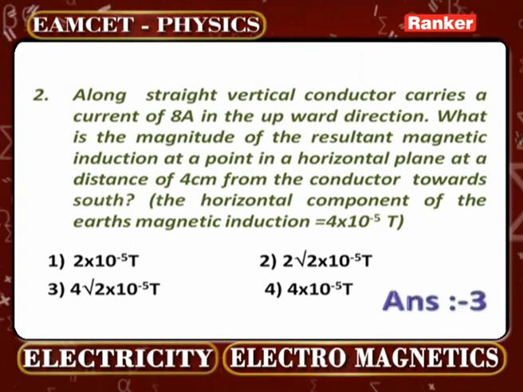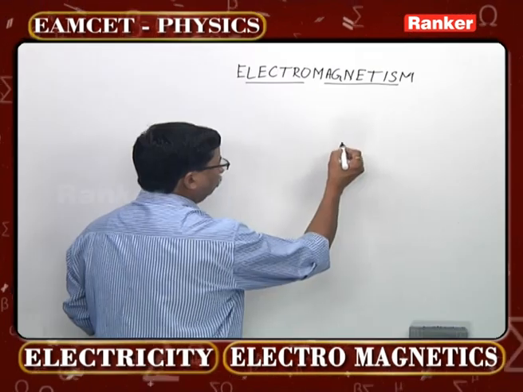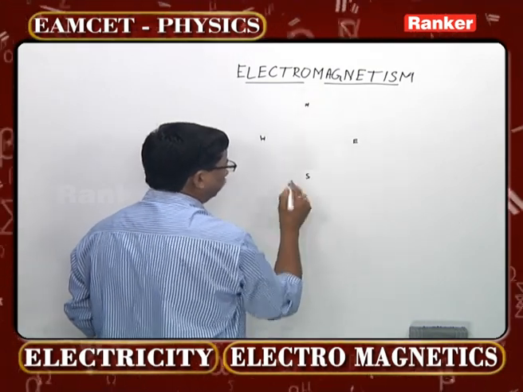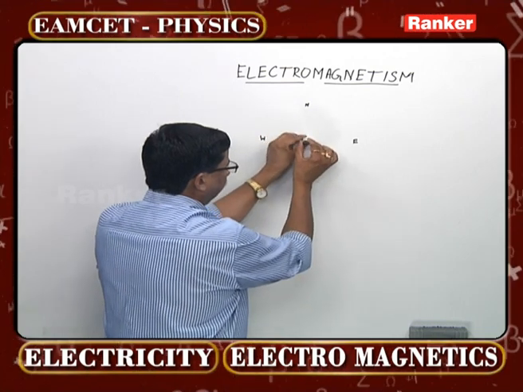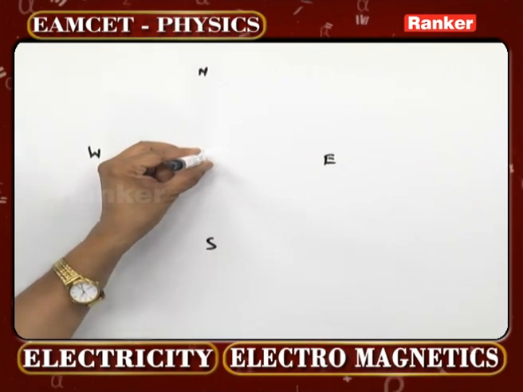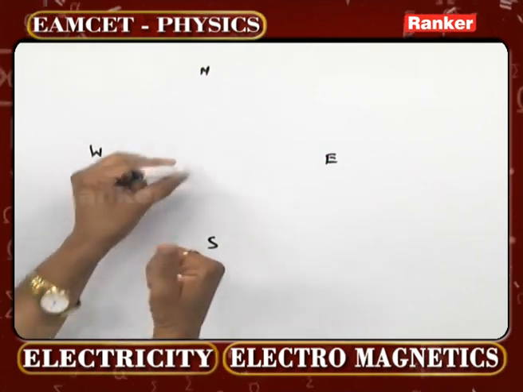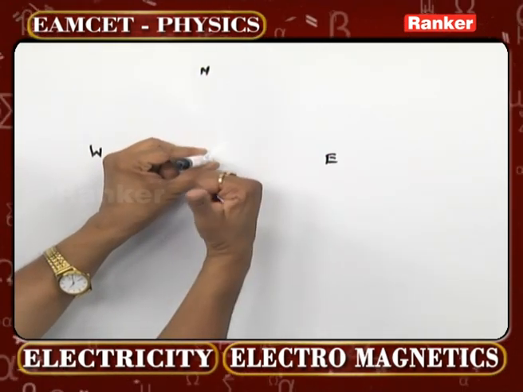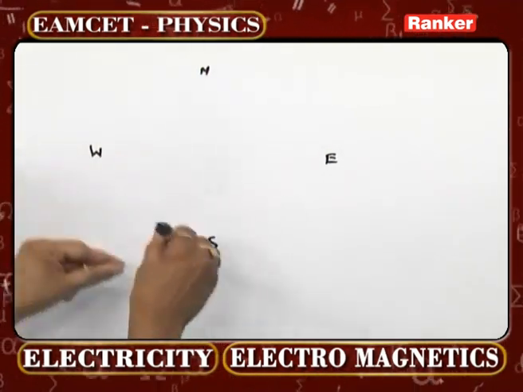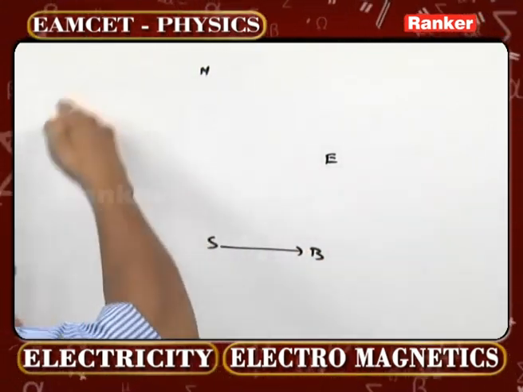First thing you should understand is what the directions are and how to take them. On the board, this is east, this is west, this is north, this is south. Now this is the current carrying wire, which is perpendicular. It is carrying current in the upward direction. That means if you put your right hand thumb along the direction of current, this is the magnetic field that is produced. Towards the south, what is the direction of magnetic induction? Towards my right, because this is the direction.